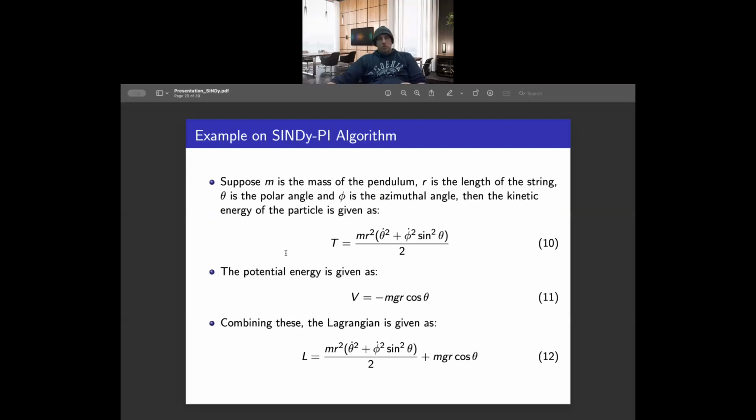And this is what we have done, the examples that we have constructed for the SINDy-PI algorithm. And this is an example that is not actually present in the paper that they have published, because this is the example that we have constructed on our own. And this is the example of the spherical pendulum.